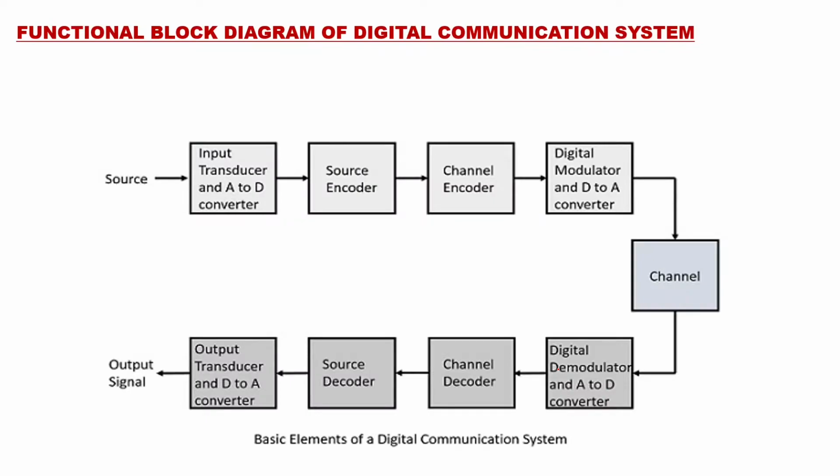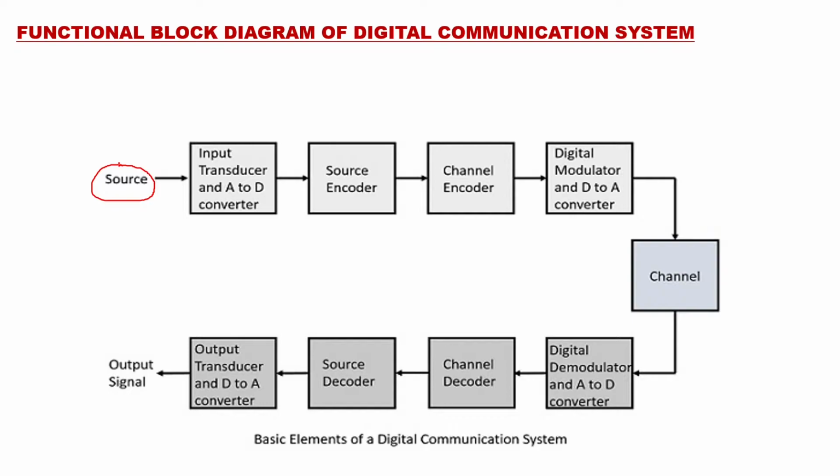Now here students you see the block diagram. This is the block diagram of your digital communication system. Initially you have something called the source. This is the source, and this source is actually the information source. It can be of two types: an analog information source or a discrete information source.